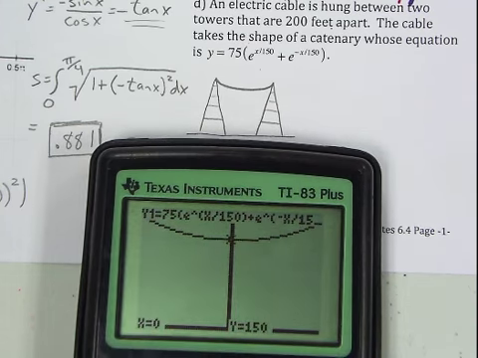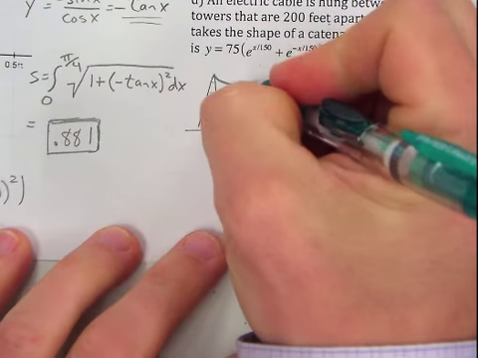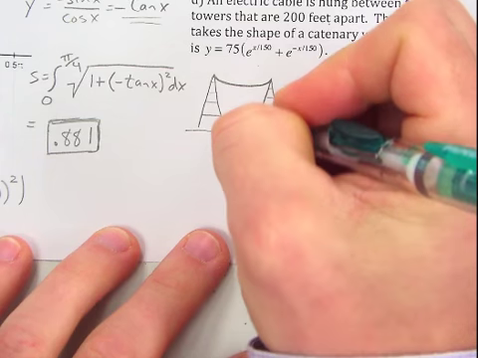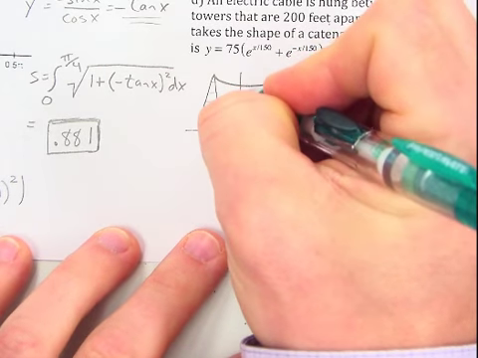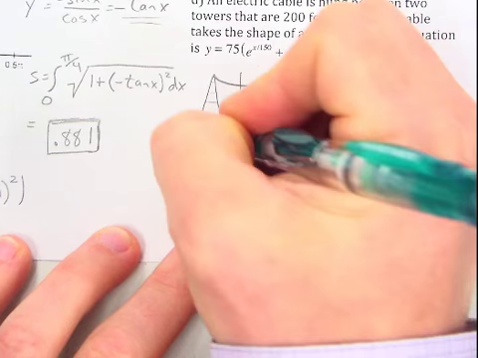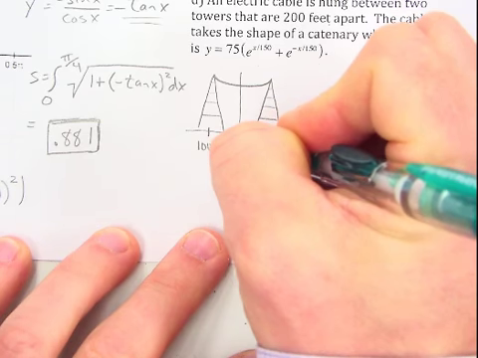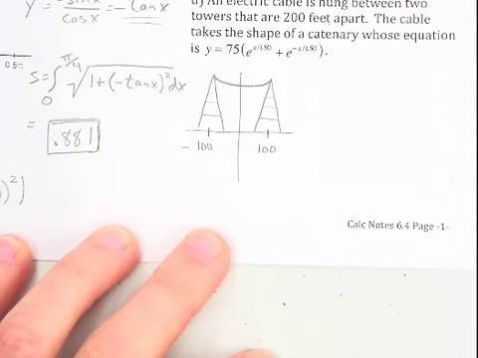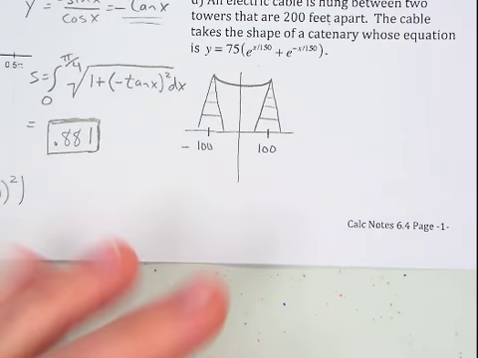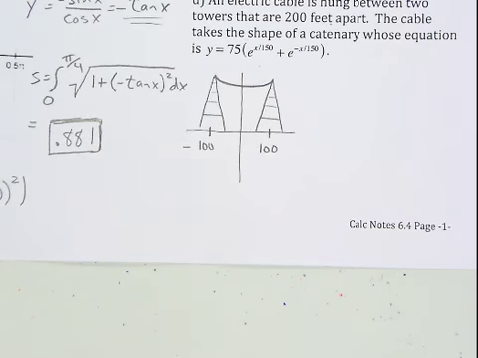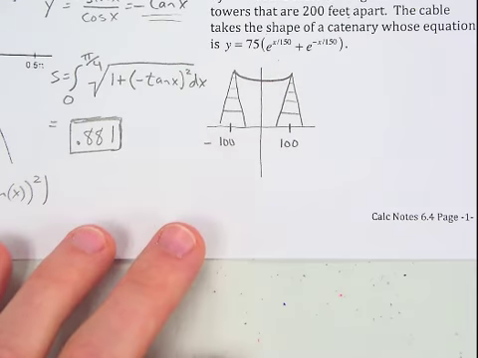I don't think the height of the tower changes it. I don't know if we know the height of the tower here. The towers are 200 feet apart, which means negative 100 to positive 100. But how come we didn't draw the towers? Come on, calculator, draw the towers. All right. So that's kind of our drawing here. And we want to find how much cable this is.